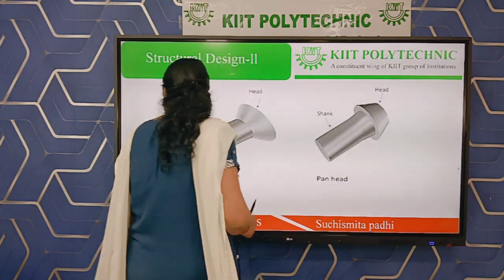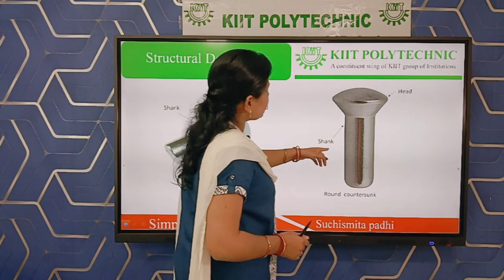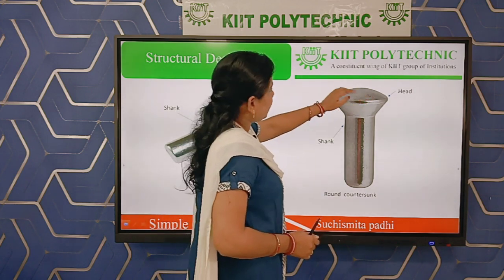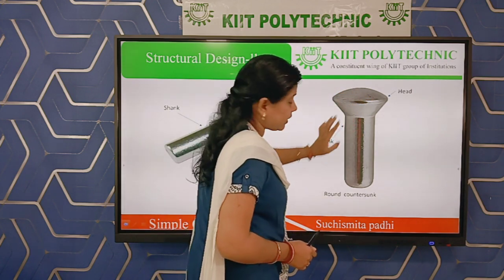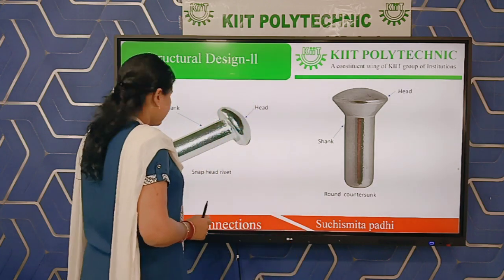Here round countersunk, that is the next one. Here also one shank is there and one head is there. If the shape of the head is like this, then that is named as round countersunk rivet.